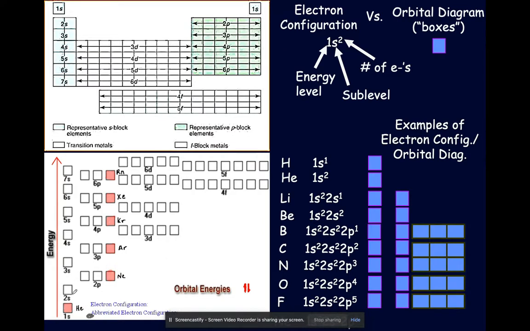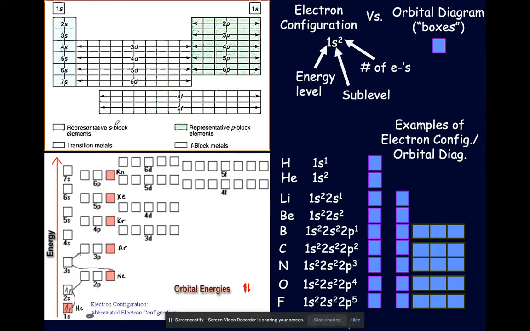Then we start off with the first element, hydrogen, being 1s1, then 1s2, and then we go to 2s1, 2s2, and then we begin to fill the p level. Again, the energy follows this way: we go from 1s to 2s to 2p. When we finish the 2p, we go to 3s, and when we finish the 3s, we go to 3p, and so on. That's the pattern we're going to see here.